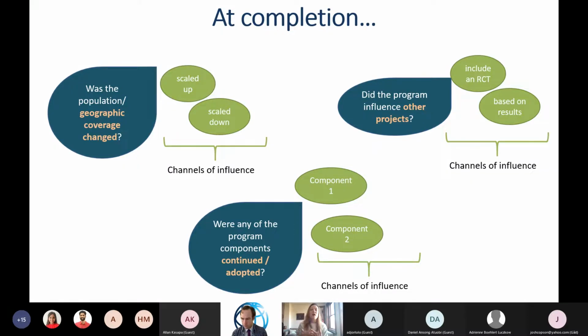These are channels for each of these indicators in which you can use analytics to influence policy. So again, one, did you choose to make this a national program, was it implemented elsewhere? Two, did it influence other programs? And three, did you choose to continue what you were doing?